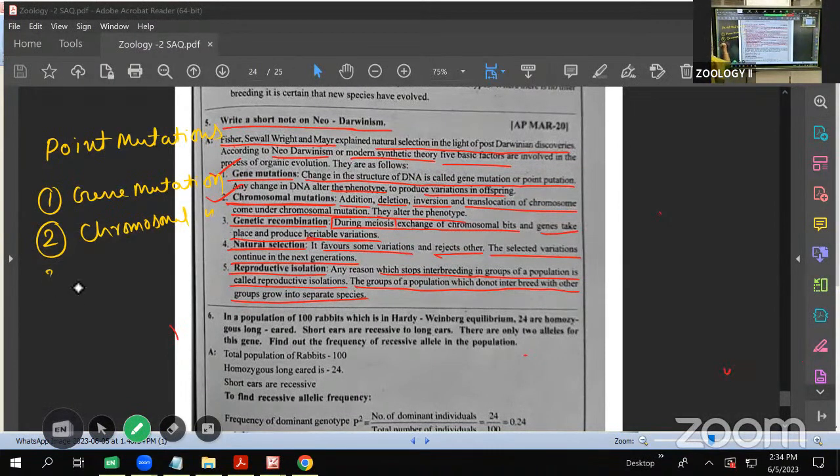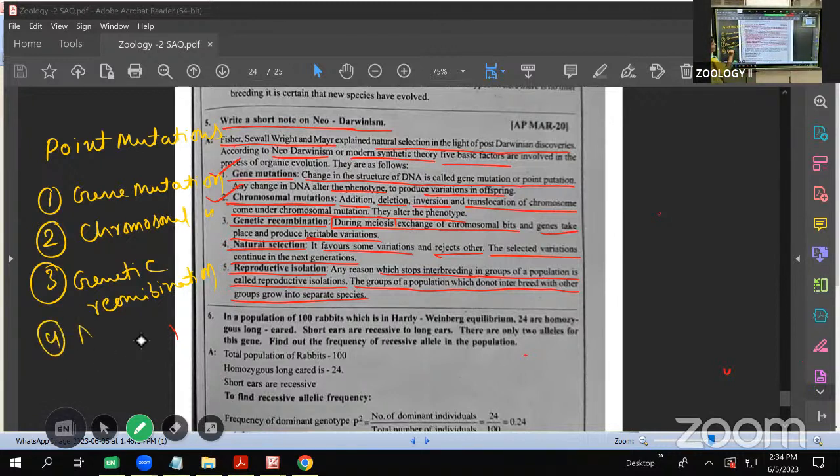The third one is genetic recombination. During meiosis, chromosomal segments are exchanged, and variations occur. That we call genetic recombination. Next is natural selection. In the organism, the one which is selected will continue to the next generation, and the one which is rejected is stopped from that generation. That is called natural selection.